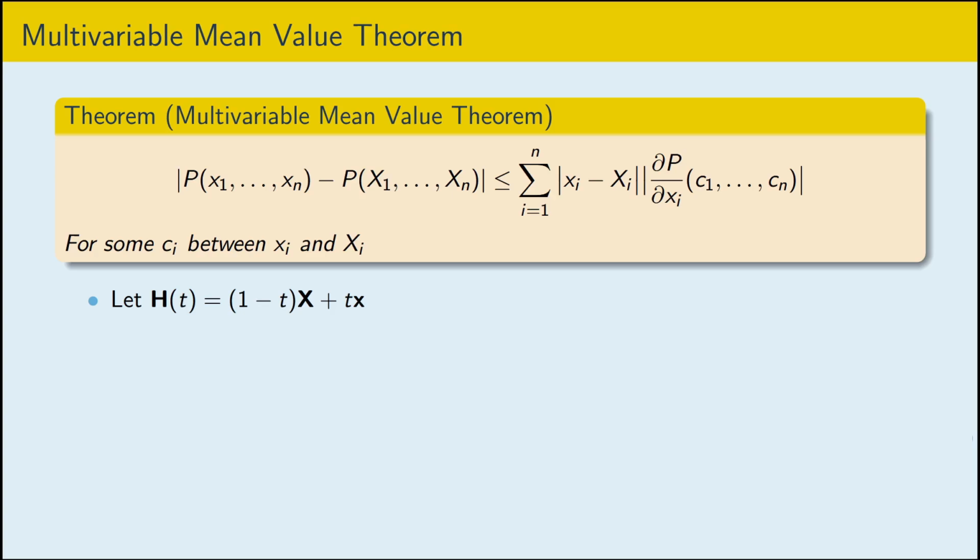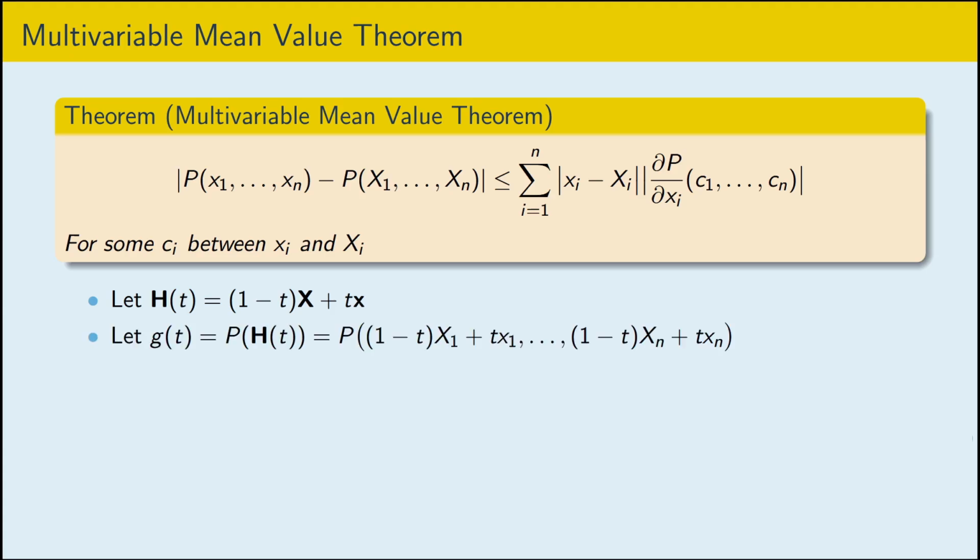And you can check that. If you plug in 0, you get capital X. If you plug in 1, you get lowercase x. And the function changes by the same amount whenever you change t by some amount. Now let's take our h and plug it into our polynomial p, and we'll call that function g of t. So this is what it looks like all expanded out. These are the values of our polynomial along this line from lowercase x to uppercase X.